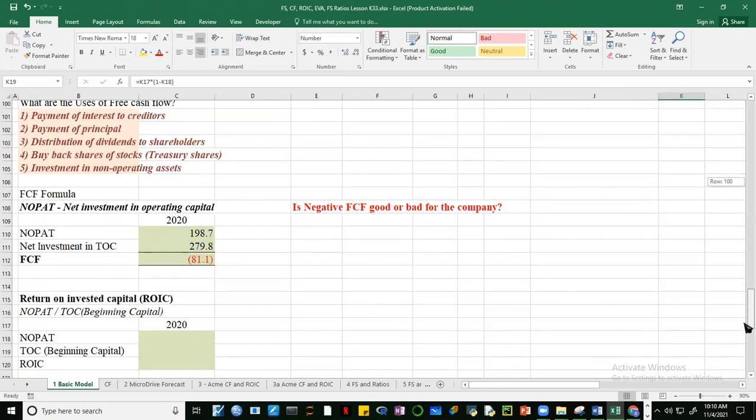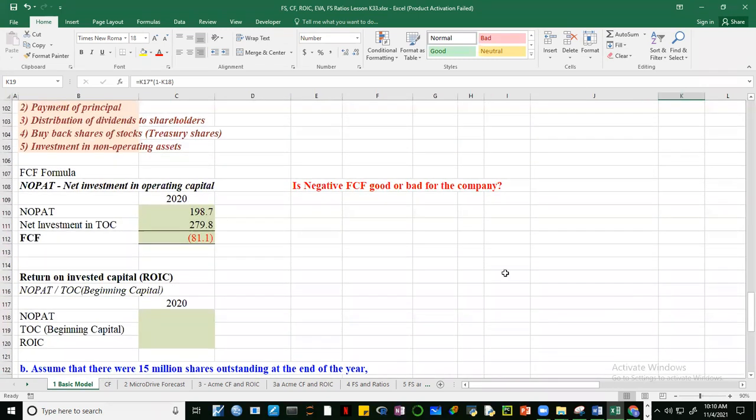Okay? So saan galing, guys, yung negative free cash flow? The negative free cash flow came from this one, yung net investment in TOC. So okay tong NOPAT natin.